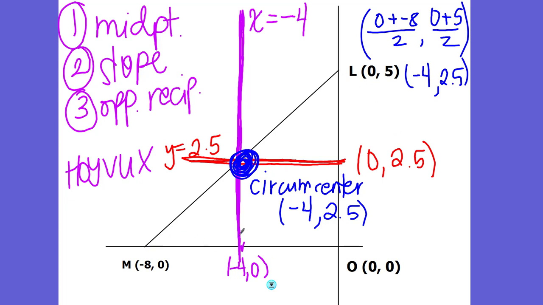So just to recap, you look for the horizontal and vertical sides. If it's horizontal, the perpendicular bisector will be a vertical line. If it's vertical, the perpendicular bisector will be a horizontal line. So you're just finding those lines that pass through the midpoints of those sides, and then they're going to intersect at the circumcenter.